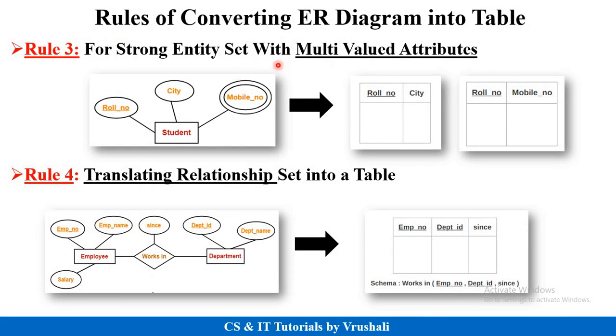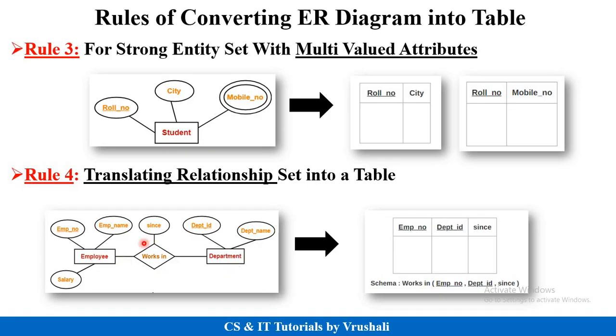Next, if your entity set has a multi-valued attribute, you require two tables. The first table has the primary key and the city attribute, and the second table has the primary key and the multi-valued attribute. Fourth is translating a relationship into tables.